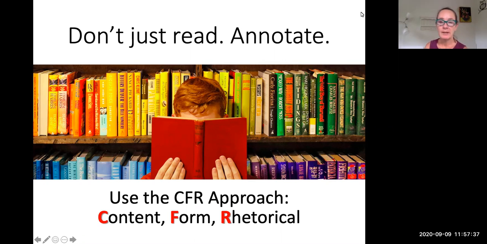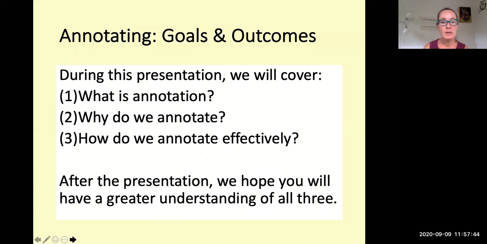Don't just read, annotate. Use the CFR approach: content, form, rhetorical. The goals and outcomes for this slideshow are: you will understand what annotation is, why we annotate, and how to annotate effectively. After the presentation, we hope you will have a greater understanding of all three.